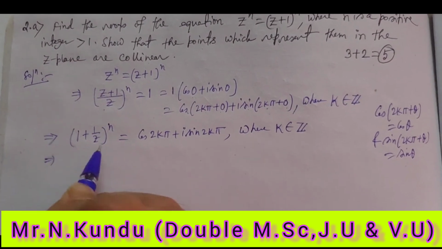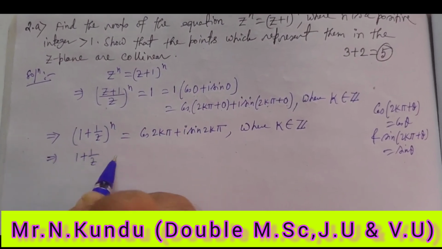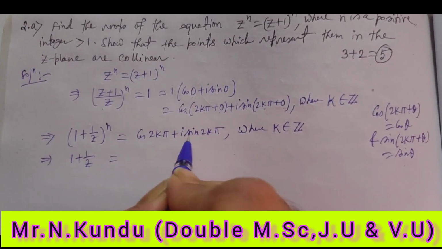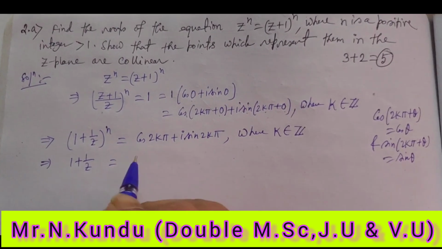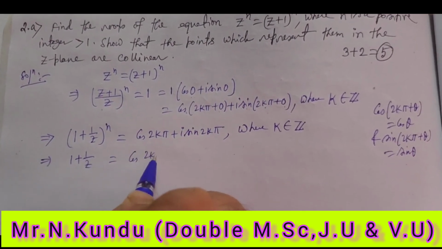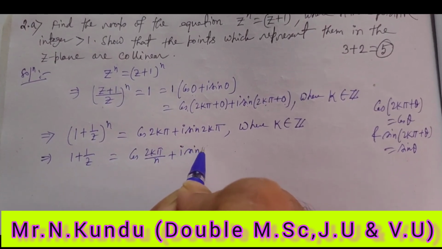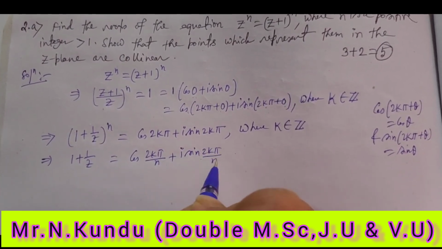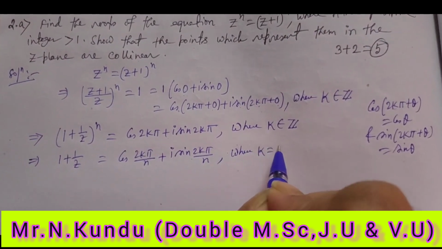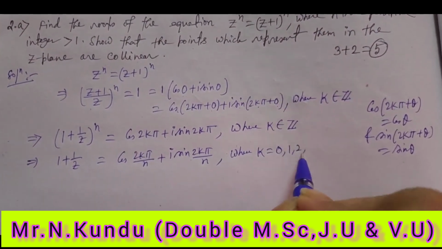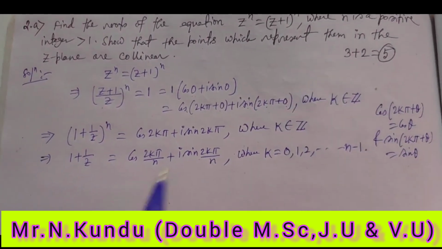So this implies the n roots of this are 1 plus 1 by z is equal to (cos 2kπ plus i sin 2kπ) whole to the power 1 upon n. So by De Moivre's theorem, cos 2kπ by n plus i sin 2kπ by n, where in this step k is 0, 1, 2 up to n minus 1.